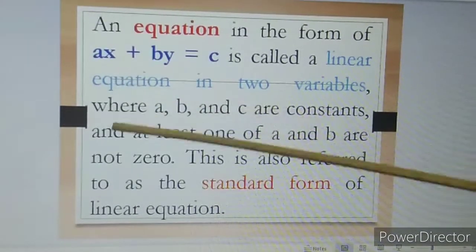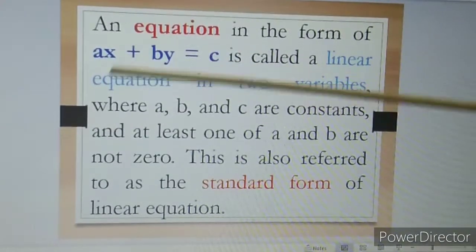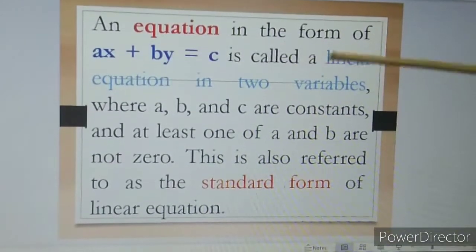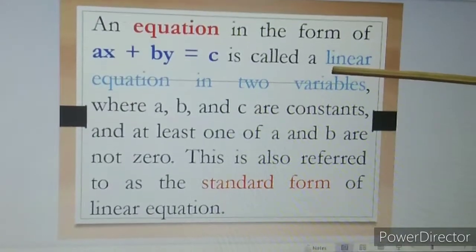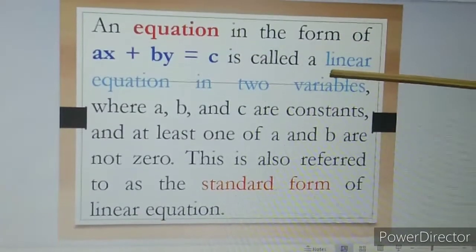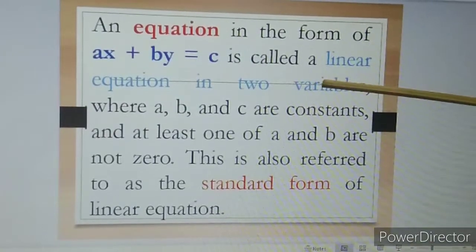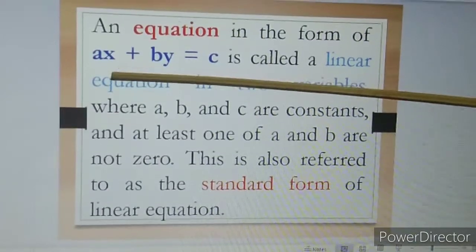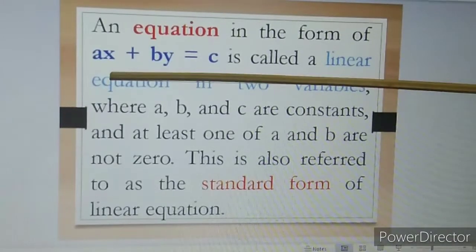We will focus on this equation, ax plus by plus c, and this is an example of an equation. This is a linear equation because the highest degree of the variable is 1. The exponent of x and y is 1, so that is a linear equation in 2 variables because there are 2 variables involved, which are x and y. And this is the standard form of the linear equation in 2 variables.